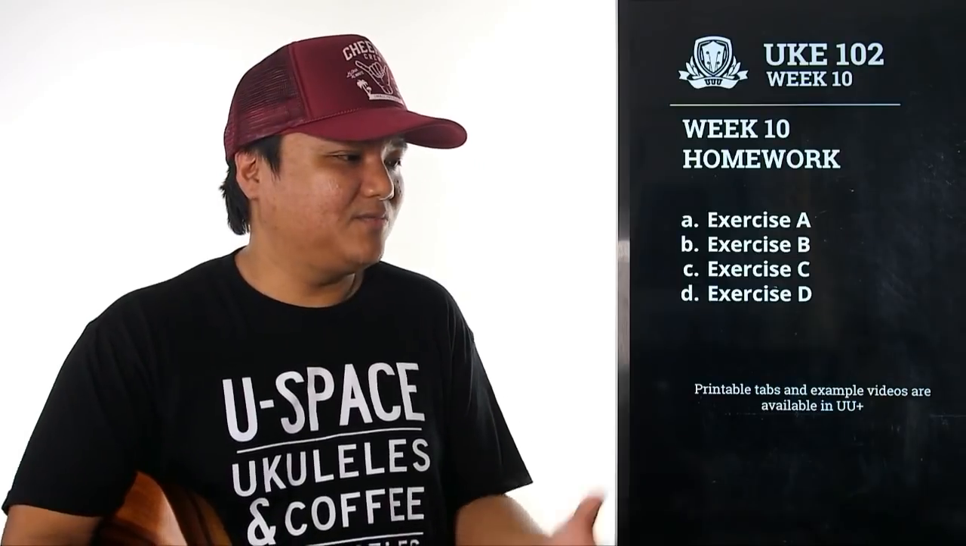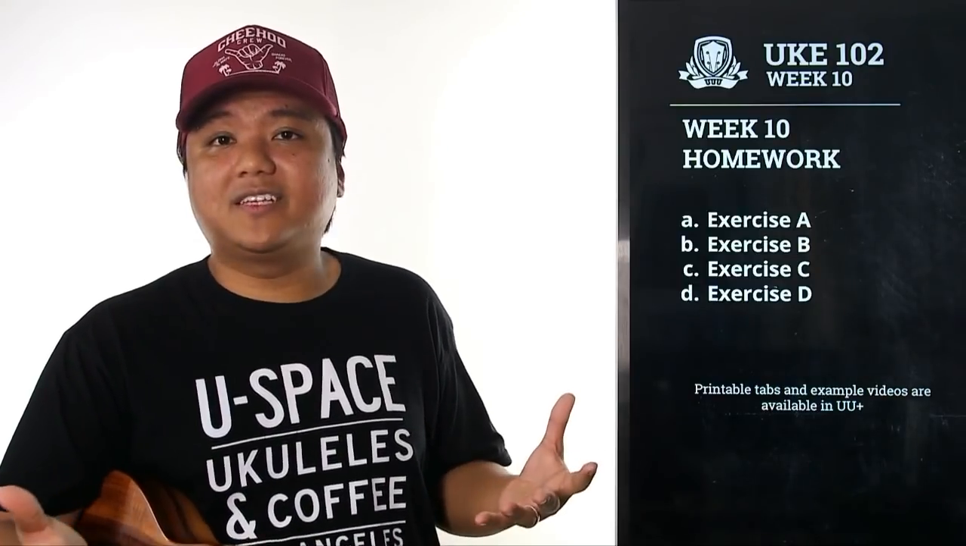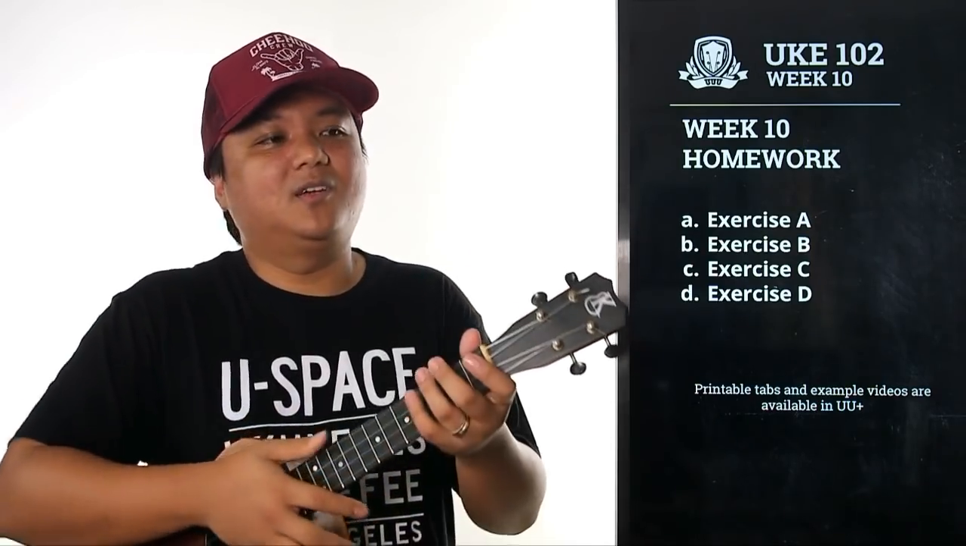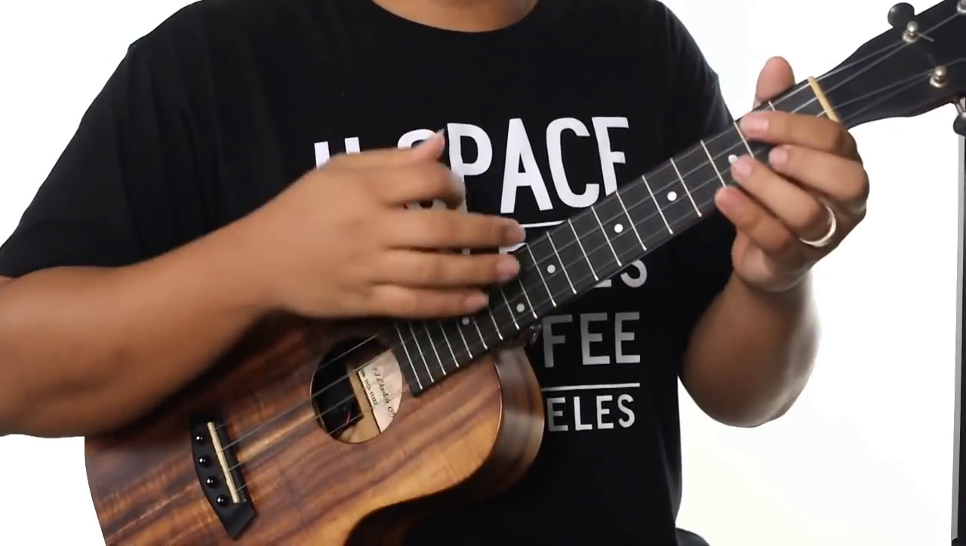Okay, here's a little jam, just a little example of improv here. Ready? G, B minor, C. 1, 2, 3, go.